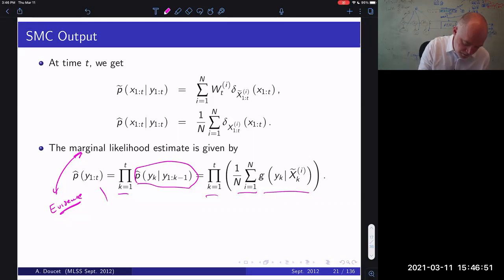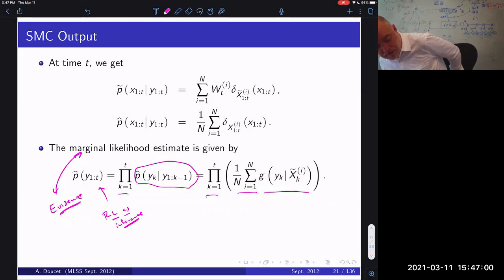Okay. When we talk about RL as inference, this is an interesting object. This will be the total reward achievable under all possible paths through the world.